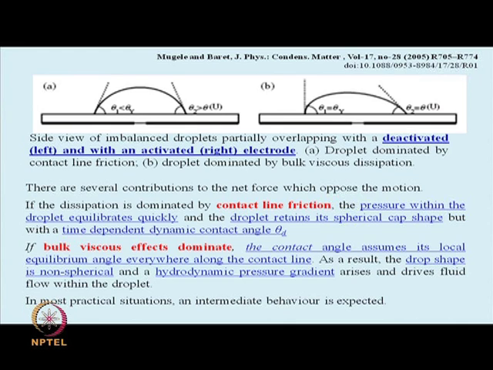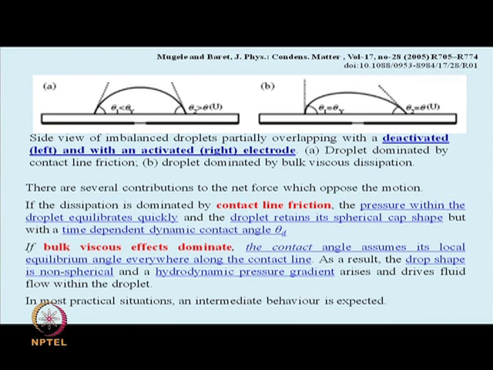On the other hand, we may have a droplet which is dominated by bulk viscous dissipation inside the droplet. So, there are several contributions to the net force which oppose the motion. If the contact line friction governs the entire process, then the pressure inside the droplet will equilibrate very quickly, more or less the spherical shape will be retained, and it would be difficult for the droplet to move. Whereas, if the viscous forces dominate, then you are going to have a sharp change in contact angle on the electrode which is switched on. So, you may have natural flow in the droplet from left to right, and this would give rise to motion of the droplet from the off electrode to the on electrode.